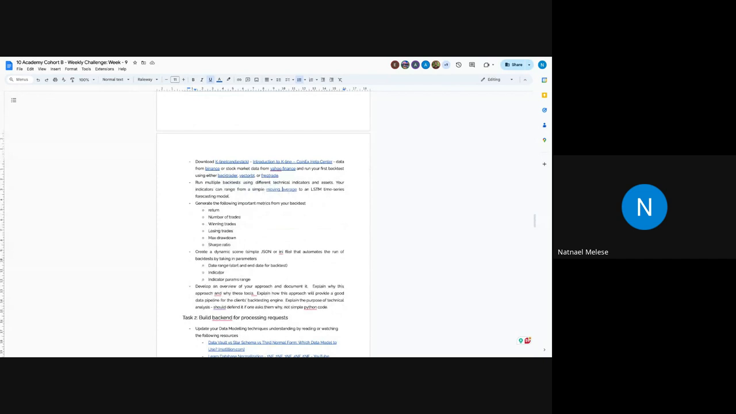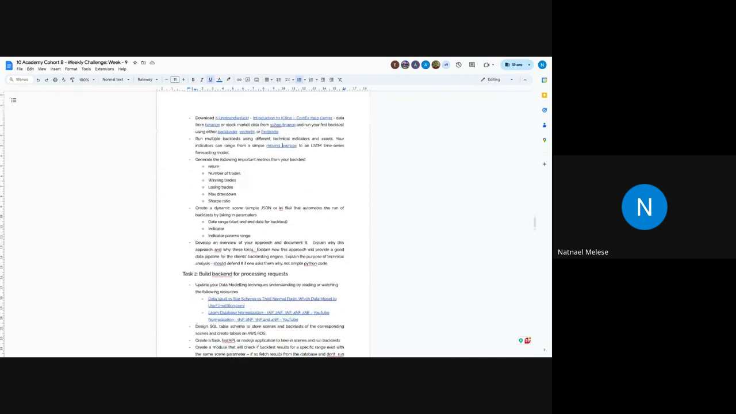So the next would be to generate the following important metrics, for example, number of trades, winning trades, losing trades, max drawdown and Sharpe ratio. And after that, now you can create a scene. For example, as mentioned earlier, you'll define some parameters.